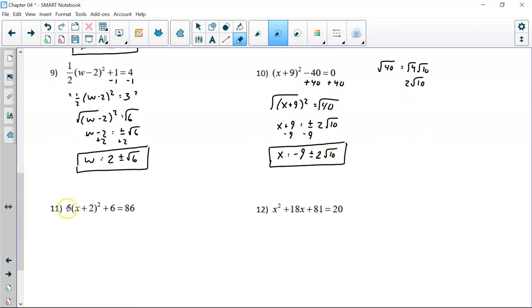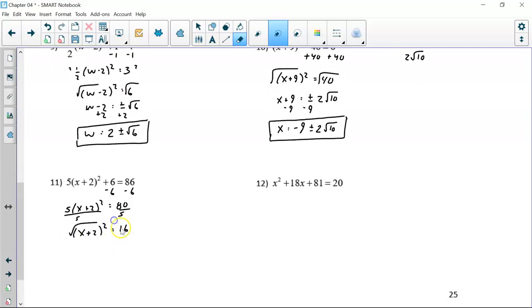Number 11. Subtract 6 from both sides to isolate. So we have 5 times the quantity of x plus 2 squared equals 80. Divide both sides by 5. The quantity of x plus 2 squared equals 16. Now we take the square root of both sides. X plus 2 equals, the square root of 16, we get plus or minus 4. To isolate the x, we subtract 2 from both sides, so x equals negative 2 plus or minus 4.